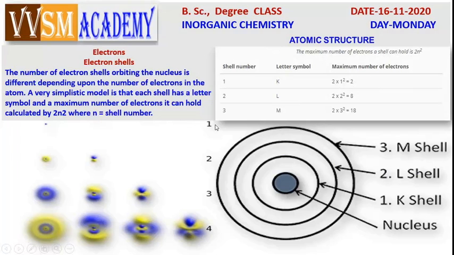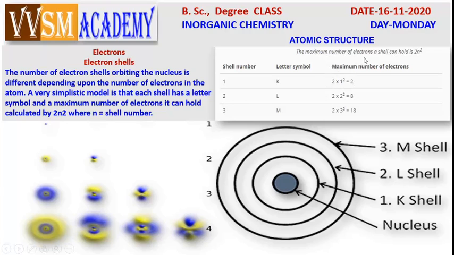So, electrons, shells. What are shells? Shells are nothing but orbitals. The electrons are configured, which is the distribution of electrons, and that is nothing but electronic configuration. And the atomic structure is what we are discussing today.